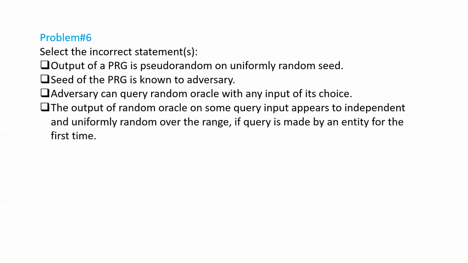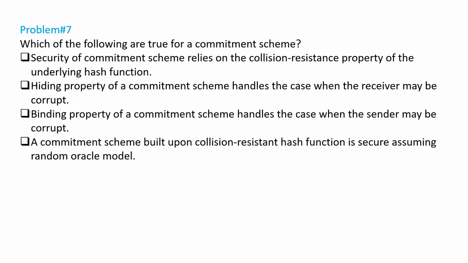So if X has already been queried to the random oracle by the user and it has seen the output Y corresponding to that, then if it queries again with the same input, it is bound to see Y. Okay, that is fixed. But if it queries with some new X dash, then the output H of X dash will be independent of H of X and it will be uniformly distributed. So yes, the fourth option is also correct. So the only incorrect option is that seed of the PRG is known to adversary. Proceeding to the next problem.